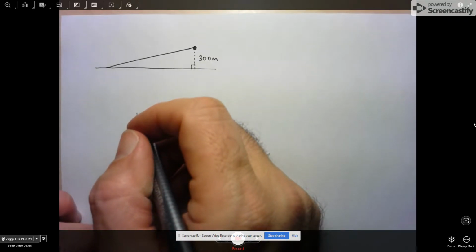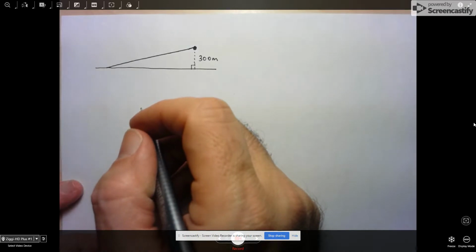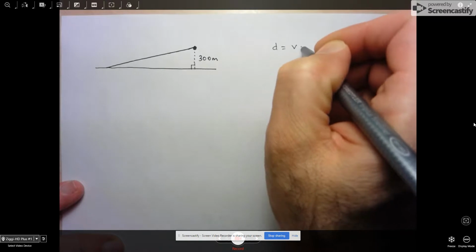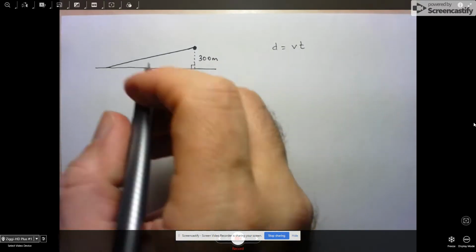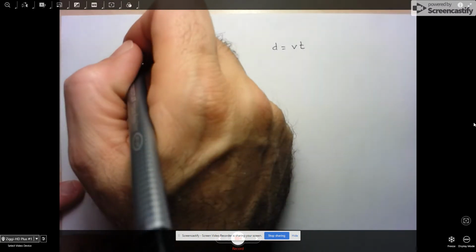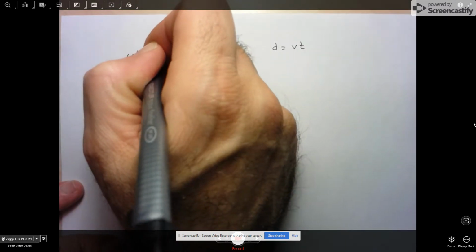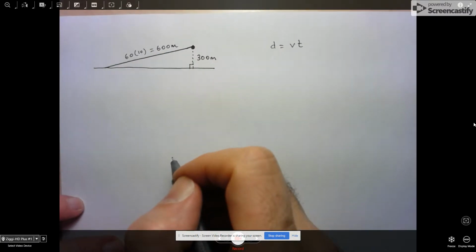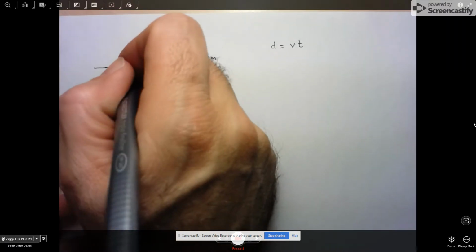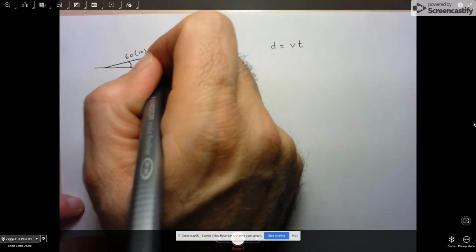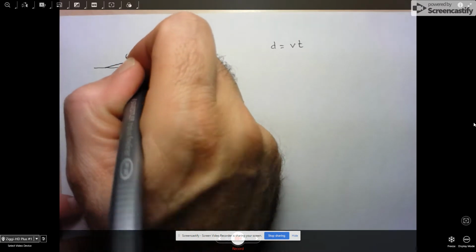They tell us that it travels at 60 meters per second for 10 seconds. Okay, and of course, we know that the distance can be written as the velocity times the time. So here, if I want to find this distance, I just have to take the velocity of 60 meters per second times 10 seconds, and we have 600 meters. Okay, and what they want is the angle at which the plane is ascending. So in other words, the angle from the plane's motion to the ground. So I'll call that theta.